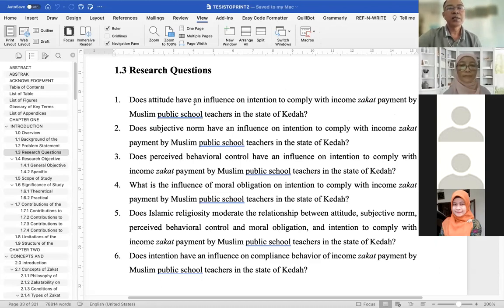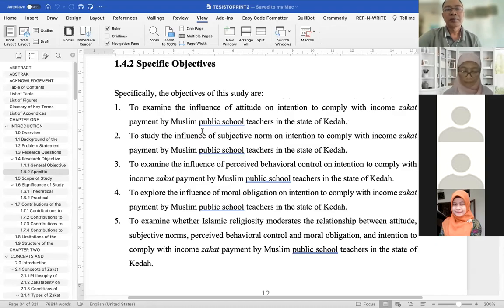So from these research questions and research objectives, if the supervisor asks, what kind of data do you want to use, whether primary data or secondary data? If primary data, what type of primary data? So in this case, the questionnaire is the type of instrument that this researcher uses.